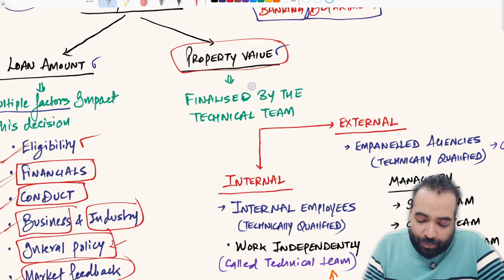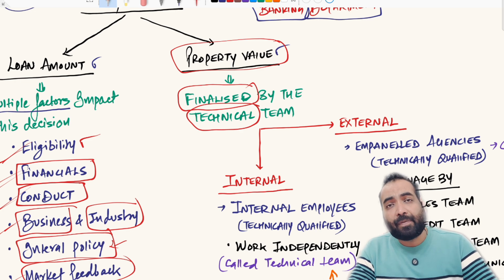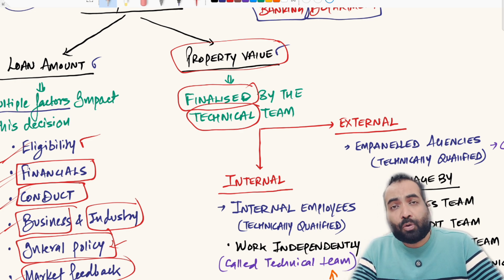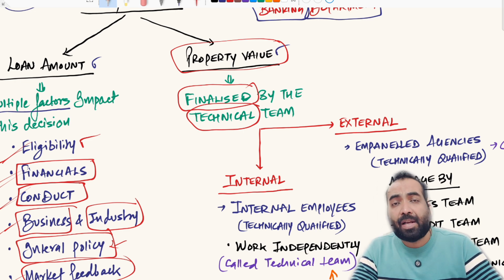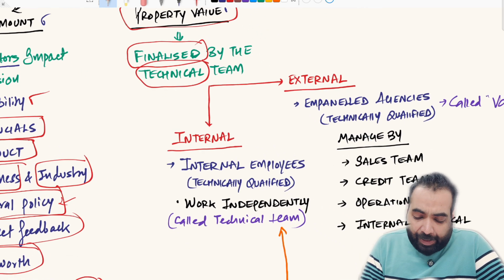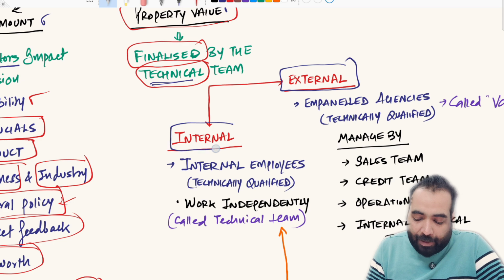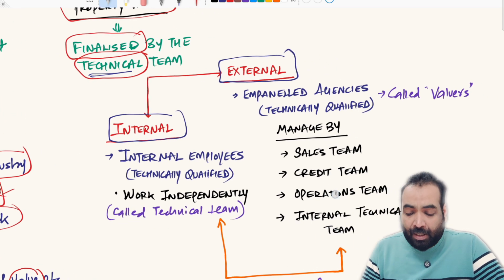So this property value is finalized by the technical team of the bank, or the valuers, you can say, that we have studied. The technical team are qualified persons. They assess the property value, they assess the market value of the property, right? This technical team that I am talking about can be external or they can be internal.